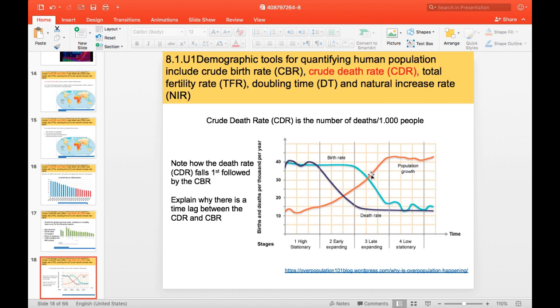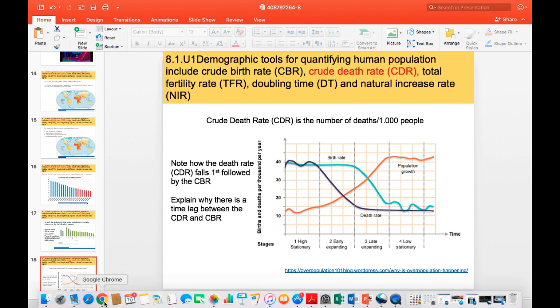It's going to maintain the same levels because the death rate is decreasing. And then in the fourth, low stationary stage, the birth rate is fluctuating and the death rate is maintained. So the population growth is maintained or maybe it's going to decrease. So there is a relationship between how CDR and CBR influence population growth.